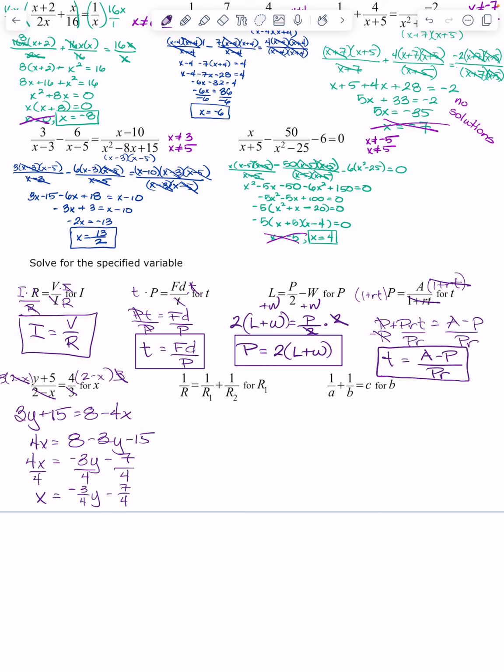Okay. We have got 1 over r equals 1 over r sub 1 plus 1 over r sub 2. We want to solve for r sub 1. And as much as we would like to just separate everything out, we really can't. I can't just flip everything over because I've got an addition on the right-hand side. So I'm going to start by multiplying everything by r and r sub 1 and r sub 2.